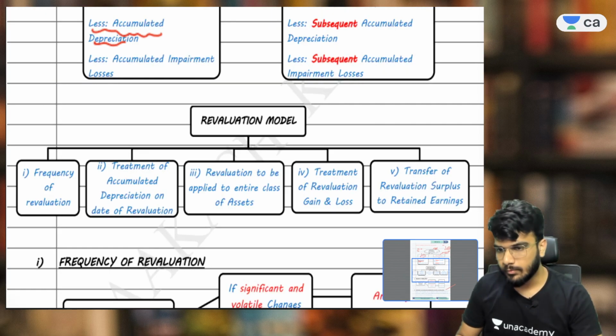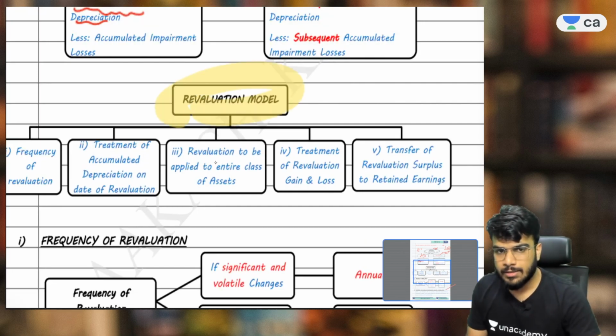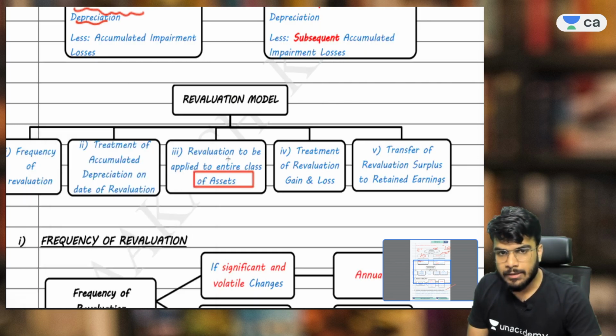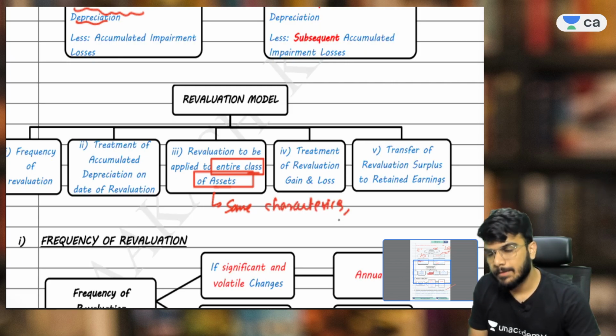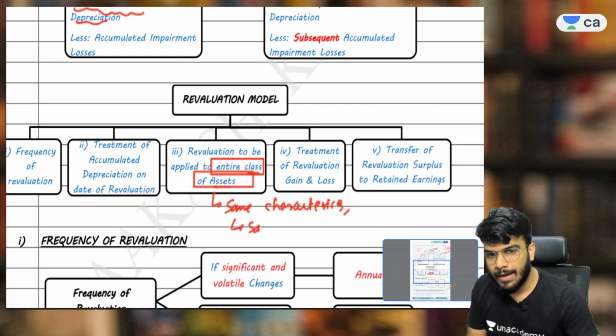revaluation. Now, the next point, the next concept under the revaluation model is that revaluation should be applied to the entire class of asset. What is the meaning of this point? What is the meaning of one class of asset? Any assets which have, let's say, the same characteristics. So assets having similar characteristics are to be valued at the same method, right?